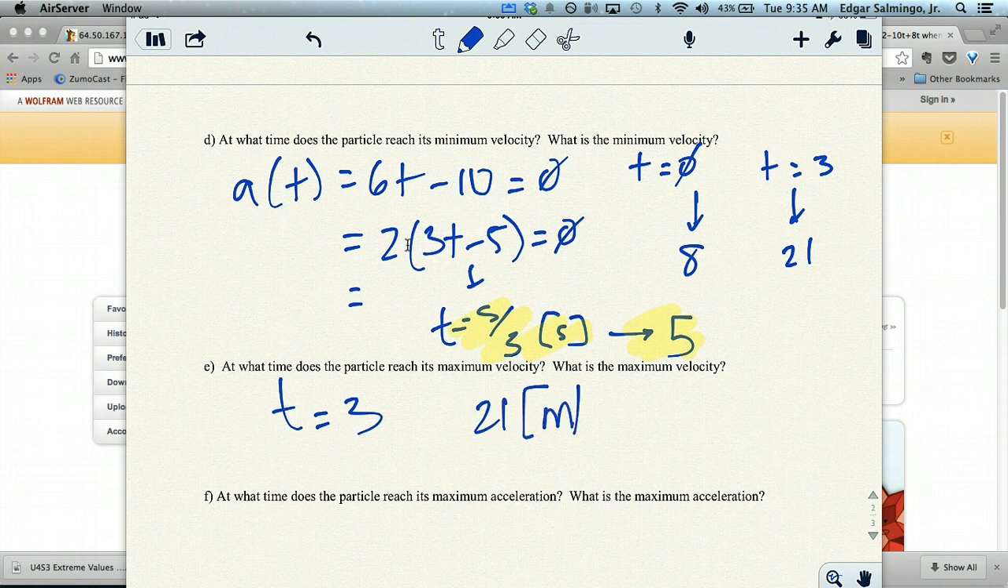And again, there's no units, but I'm just going to make one up for now, just so you get used to using units for everything. Okay. Now, I'll put one here too. So that's how you find minimum and maximum velocity.